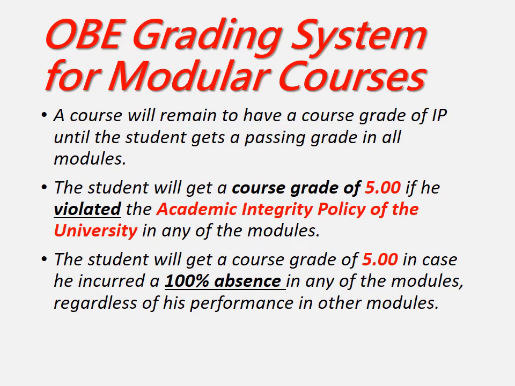A course will remain to have a course grade of IP until the student gets a passing grade in all of the modules. The student will get a course grade of 5 if he violated the academic integrity policy of the university in any of the modules. The student will get a course grade of 5 in case he incurred a 100% absence in any of the modules, regardless of his performance in other modules.